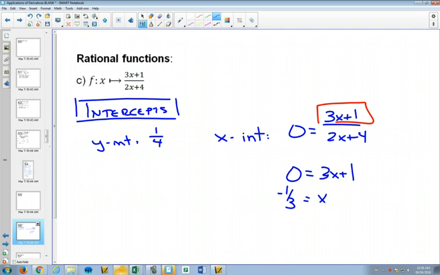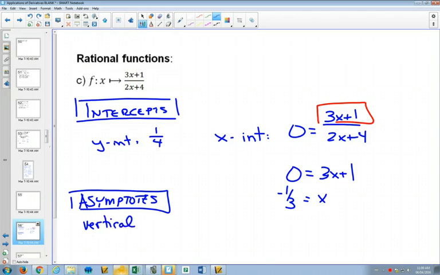Now, the second thing we look for, and this is why this question is a good one, is asymptotes. Because this graph does have asymptotes. The easiest one to look for are the vertical ones. The vertical asymptotes happen when you have a non-permissible value. And a non-permissible value happens when you divide by 0.